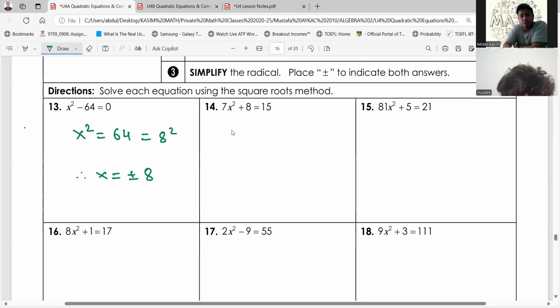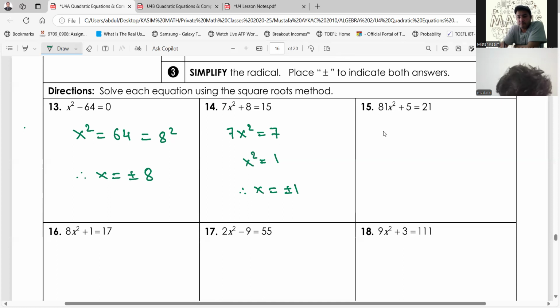First you move the 8 to the other side. That would equal 24 minus 8... oh, right, minus, my bad. 15 minus 8 equals 7, right? Next, divide each side by 7. That's equal to 1. What is x? x is plus or minus the square root of 1, so plus or minus 1. Okay. Next, 15.